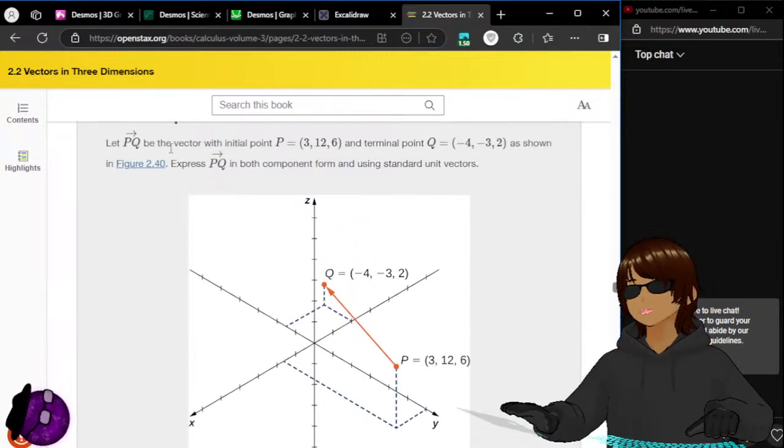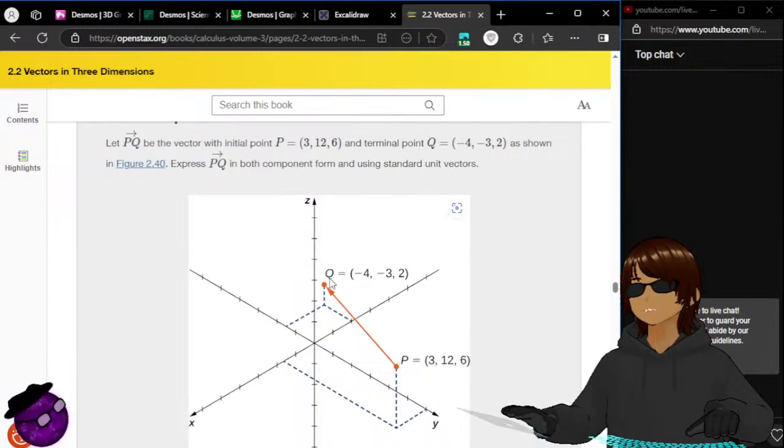Let PQ be the vector with initial point P, so 3, 12, 6, and terminal point Q, negative 4, negative 3, and 2, as shown. Express PQ in both component form and using standard unit vectors.